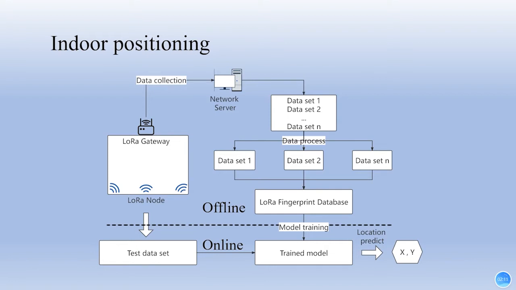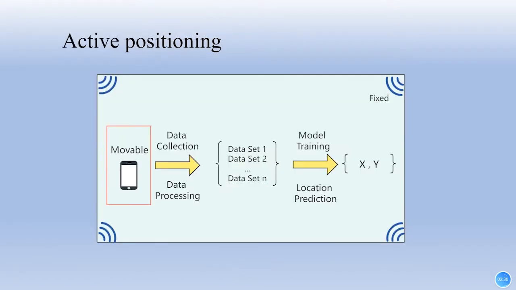In the online positioning phase, we compare the data collected in real time with the data in the fingerprint database, and finally, get the location information of the target. Active positioning collects data from mobile devices at different locations, then processes and analyzes the collected data, and finally predicts the location based on the trained data model.